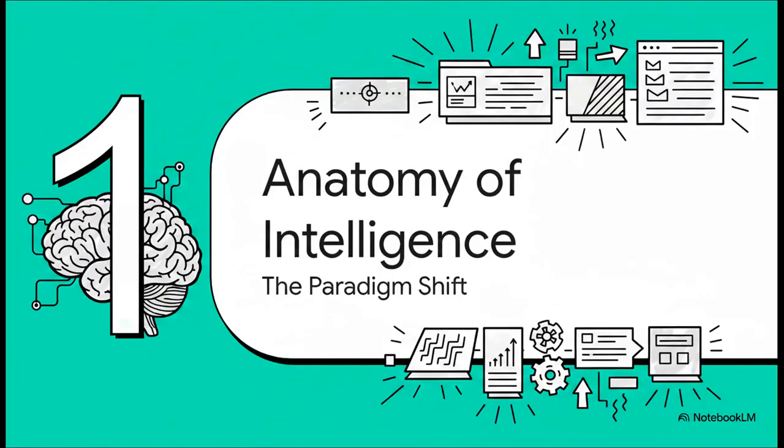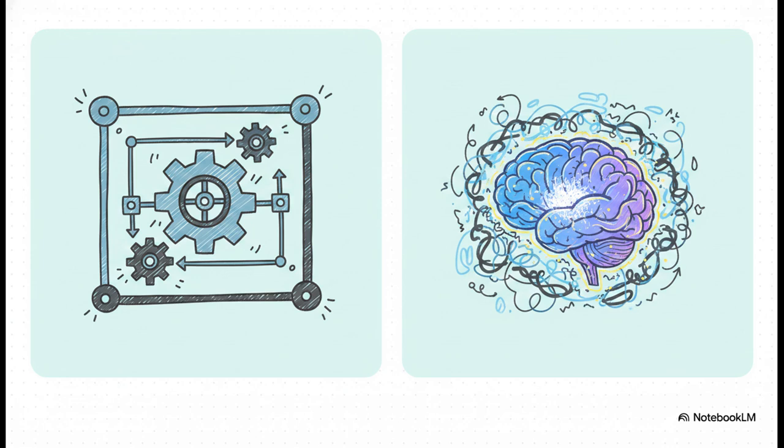All right, part one, the anatomy of intelligence. So, for decades, software development was completely rigid. You had traditional software built on totally static rules. You know the drill. If X happens, do Y. If a bug pops up, a human engineer has to manually go in and write an update.